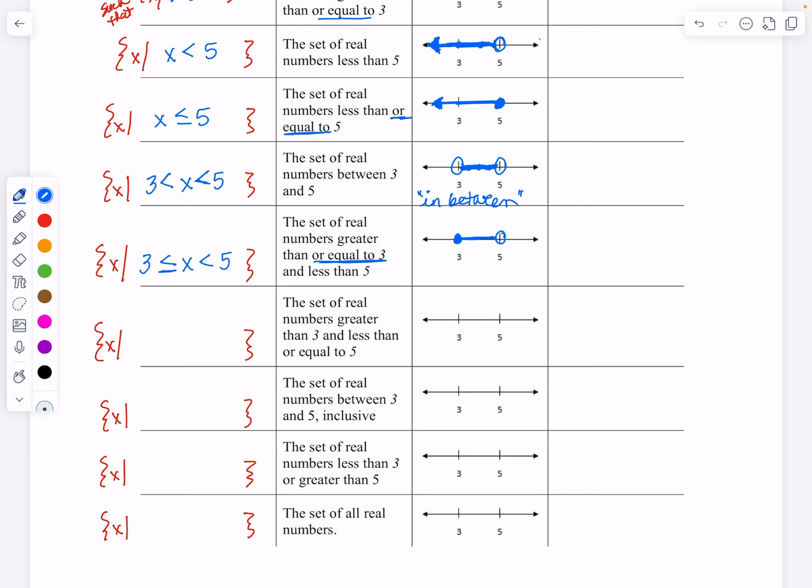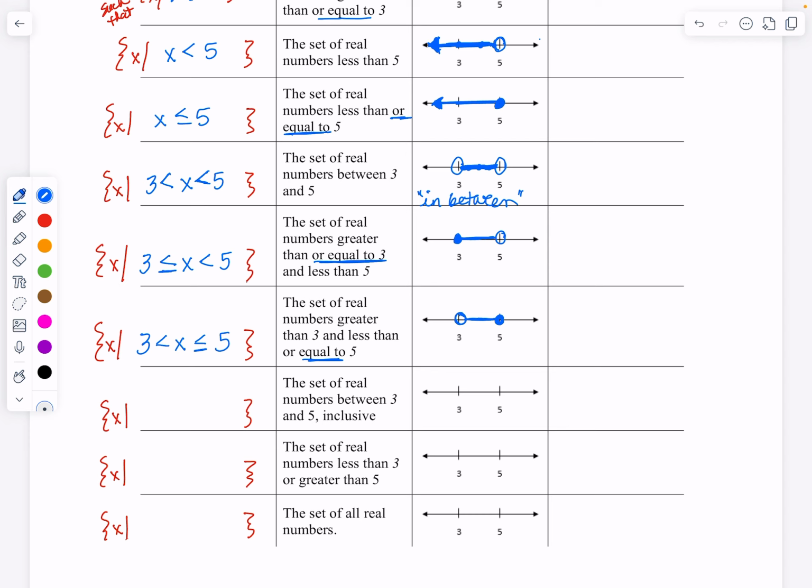Okay, let's look at the next one. The set of real numbers greater than 3 and less than or equal to 5. So these two say the same thing except the equals are in different places. It's greater than 3, so not or equal to, so it's going to shade to the right of 3, and then less than or equal to 5. The or equal to gets the equal mark, and also gets the shaded-in hole. I'm going to put the X in between 3 and 5. This time my or equal to goes with the 5.